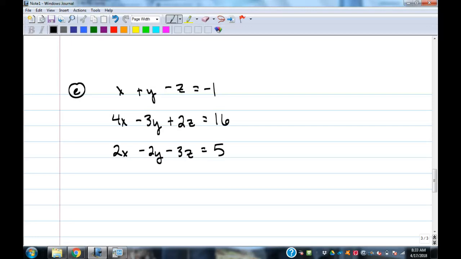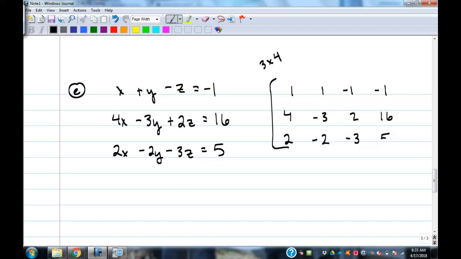A little easier using the matrix. So is this one in the right order? Kind of extrapolating what we did with the others, you've got a column for x's, a column for y's, a column for z's, and a column for the numbers they're equal to. So what size is the matrix that we're putting in here? It's a 3 by 4. 3 rows, 4 columns. 1, 1, negative 1, negative 1. 4, negative 3, 2, 16. 2, negative 2, negative 3, 5.